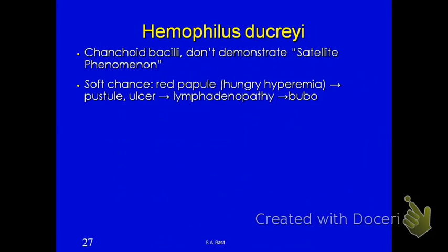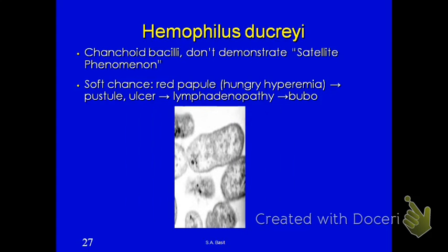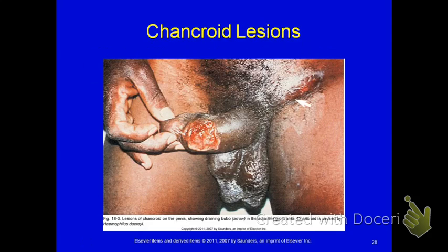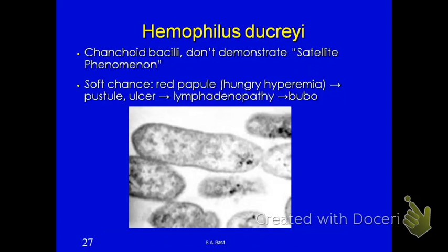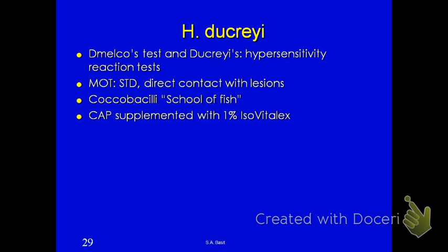Hemophilus ducreyi doesn't demonstrate the satellite phenomenon. The organism appears like a school of fish; this is how they describe it under the microscope. Here's an example of the chancroid. It's characterized by ulceration in the genitalia with an irregular edge. The Melkos test would actually be a diagnostic test.